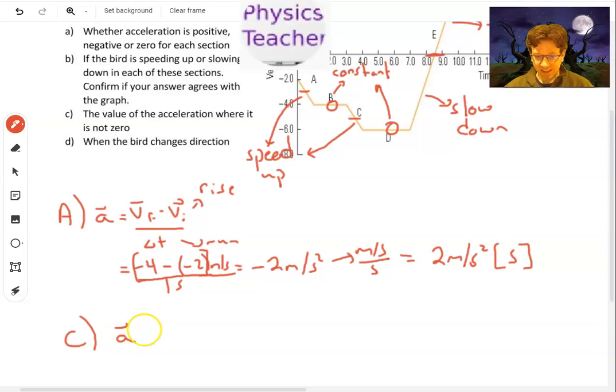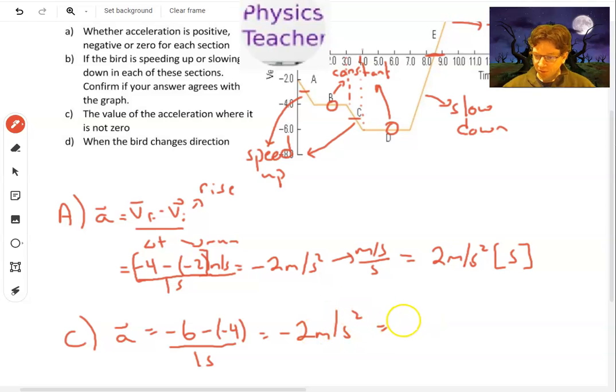Again, acceleration is our rise over run. So final would be minus 6 minus initial, which would be minus 4. There's another double negative. And it occurs between 3 seconds and 4 seconds. So we have a 1 second interval of time there. Minus 6 plus 4, again, we're getting the same thing. And you can see that. It looks like it's the same slope. So we're doing all right. It should be 2 meters per second squared south.